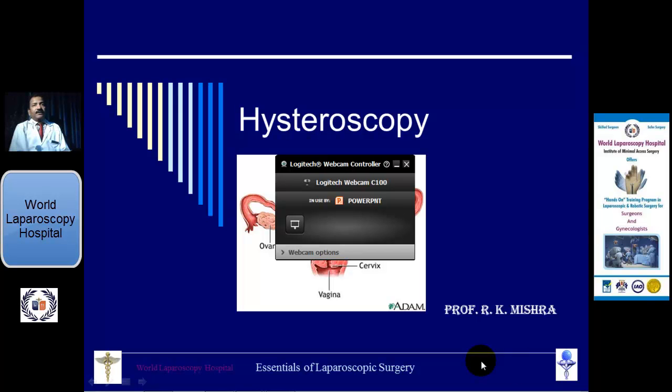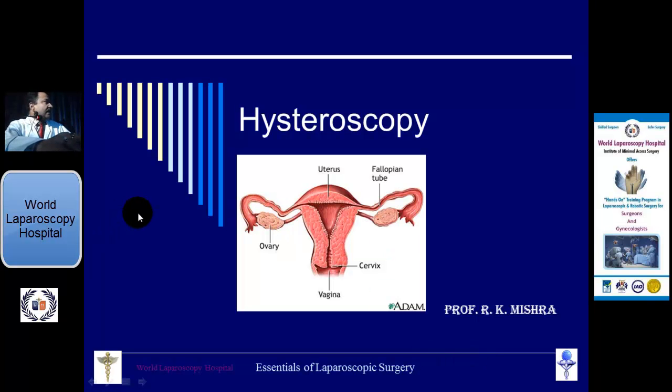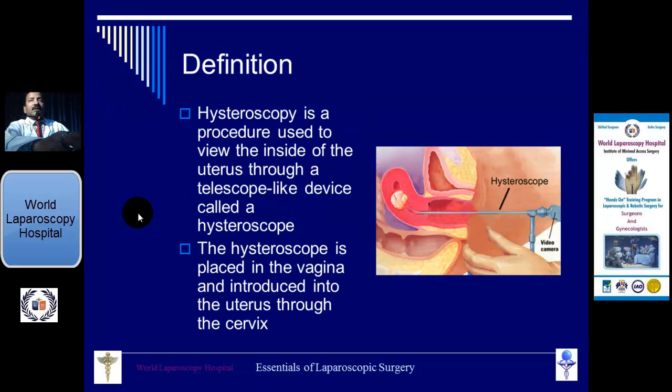Hysteroscopy is one of the common procedures performed by the gynecologist all over the world, and the incidence has increased recently because of new procedures like IVF and infertility cases. It has a lot of advantages. By definition, hysteroscopy is a visual examination and interpretation of the inside of the uterus with a telescope-like device which is called a hysteroscope. You will introduce it through the vagina, and it goes through the cervix.